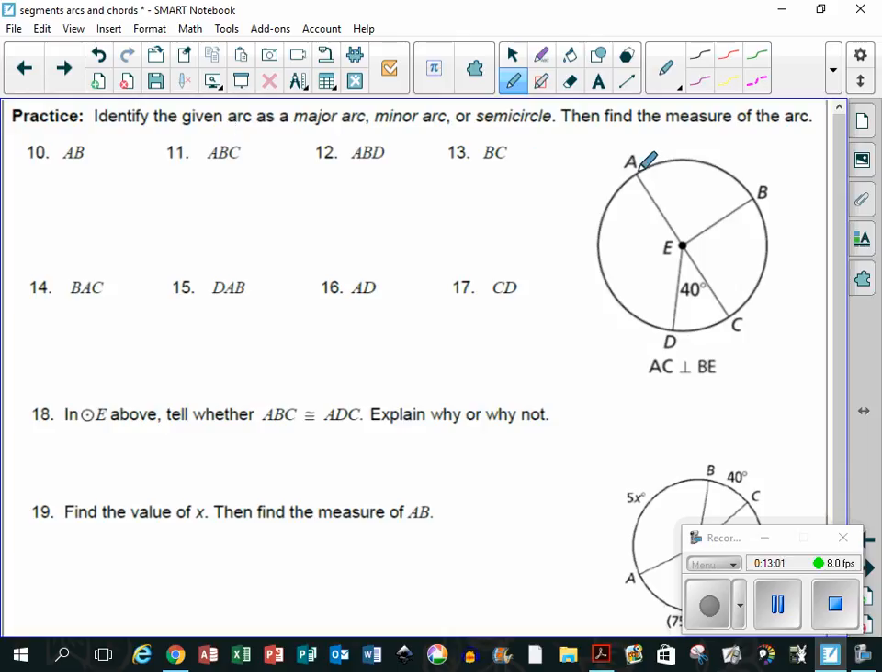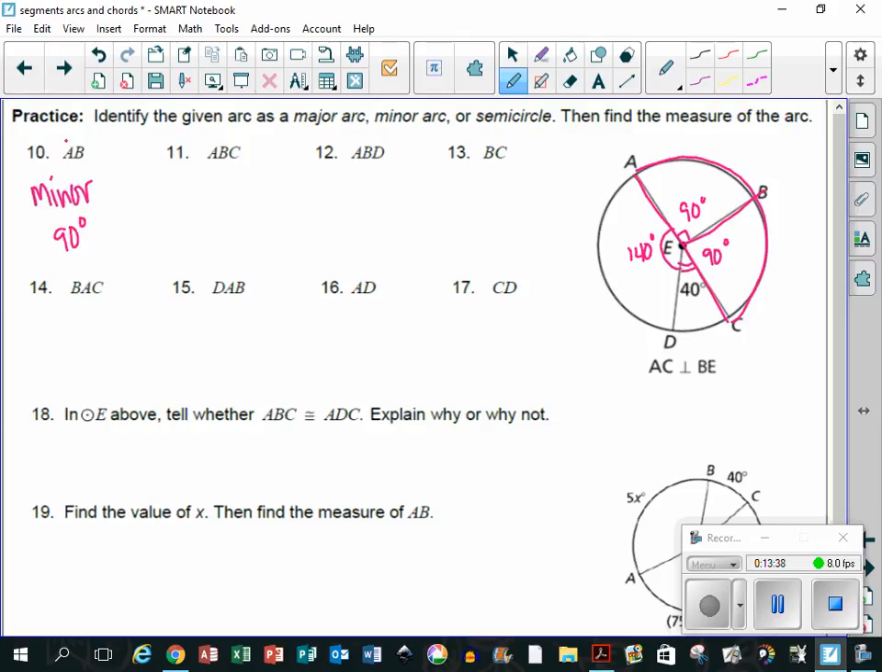So it says identify as minor, major, or semicircle. So AB, since this is a diameter, then I know this is half the circle. So AB is less than half, so AB is minor. And if this is 40, then this one here is going to be 140 because these two are half of a circle, which is 180. This is splitting it in half. This should be perpendicular, so that makes this 90. That makes this one 90. So this arc is also 90 degrees.